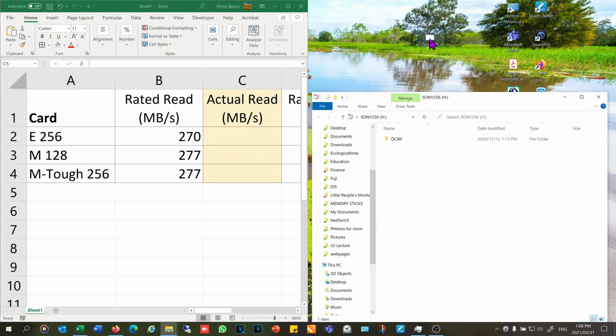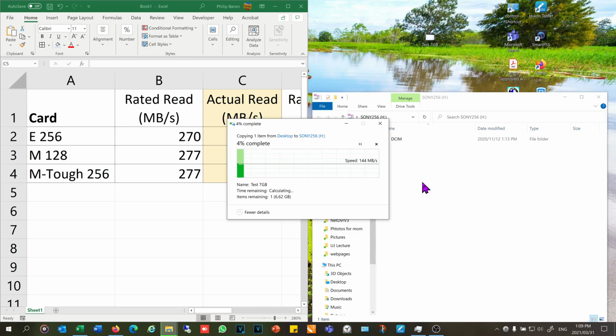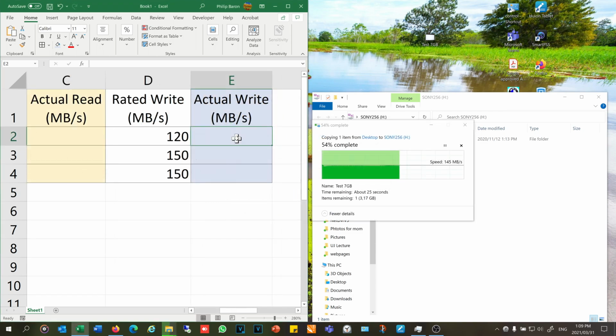Right, so what I'm gonna do is I'm gonna copy this file to the card and check the measurement. Right, so we can see that it's almost instantaneous, 145 megabytes per second. All right, so the maximum was 147. It's hovering between 144, 145. I'm gonna put 145. All right, so there you can see very smooth plateau there, no hiccups at all.